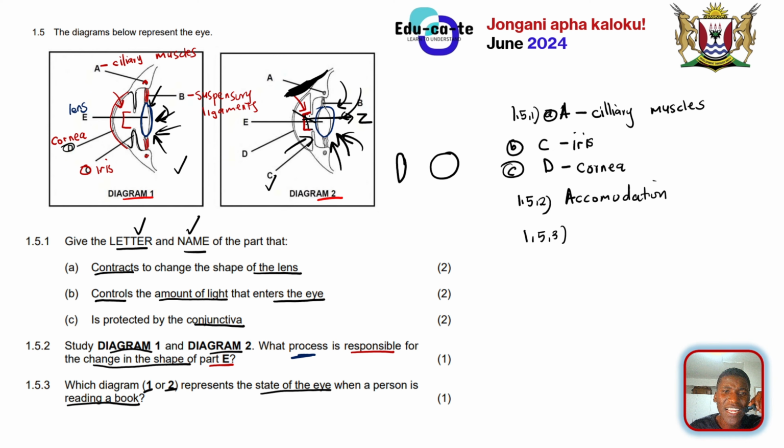So the fact that it is more rounded shows us that this person is looking at something closer to them. So that is diagram 2. Diagram 2 is the one that shows the person reading a book, because when they are reading a book, they are using the accommodation for near vision. And this is how you get all the marks. So this is 1, 1, 1, 1, 1.